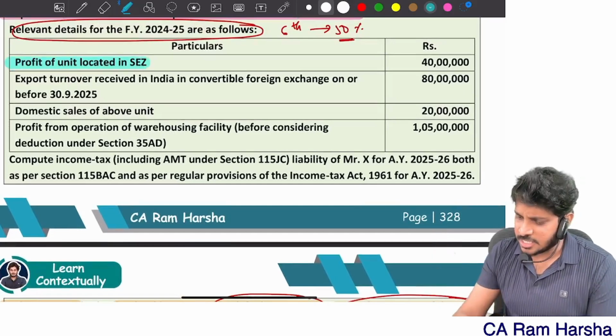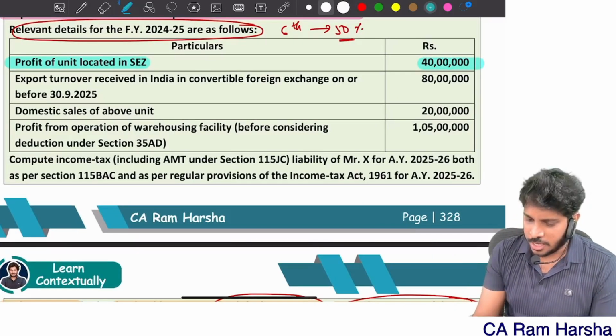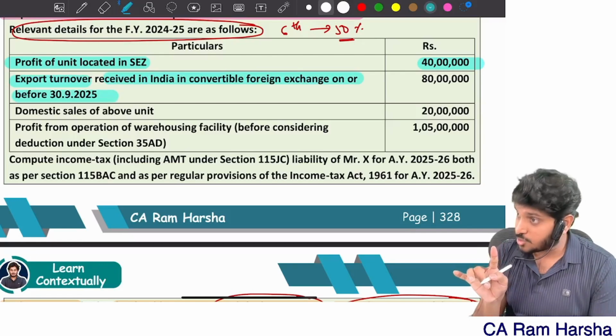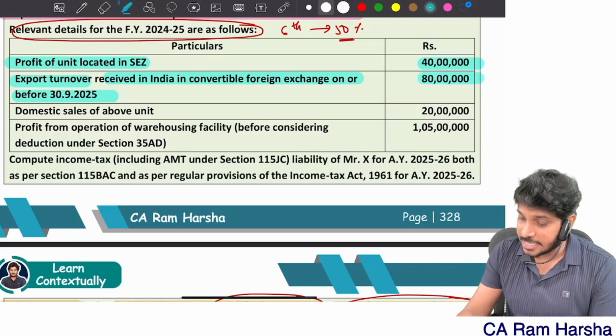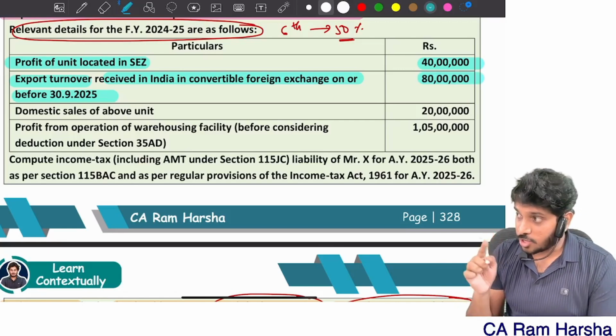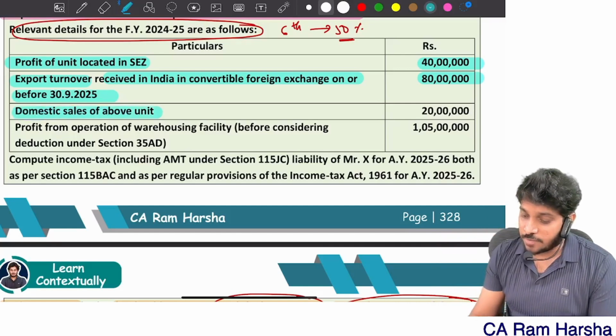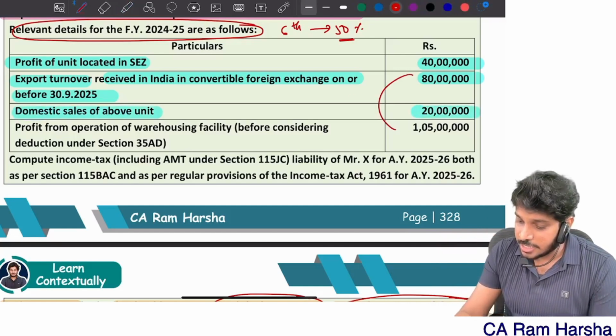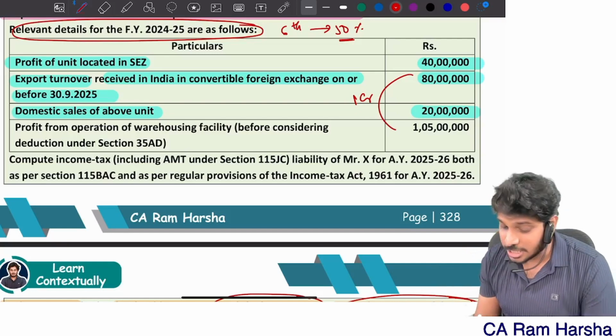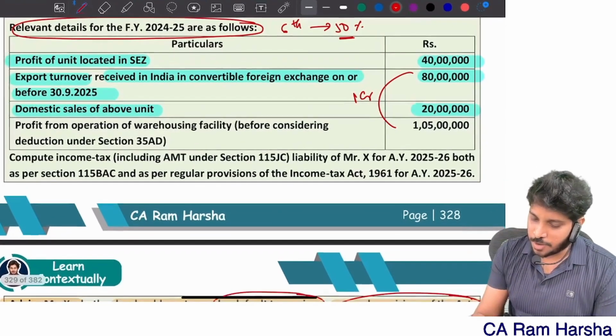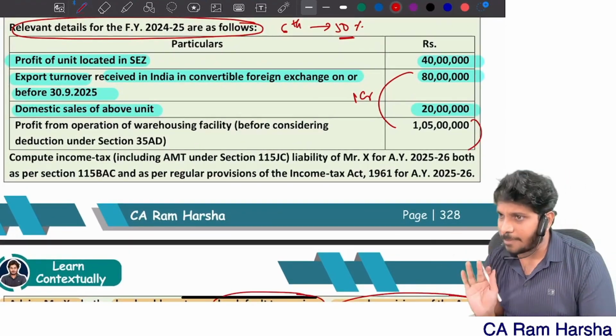Profits of the SEZ, how much? 40 lakh. Export turnover received in convertible foreign exchange within 6 months from the end of the financial year, 80 lakhs he received. Export turnover means only 80 you should consider now. Correct? Domestic sales of the above unit 20. Total sale is what? 1 crore. Yes or no? Then this is profit from 35AD. Okay, fine, I will come back to it later.